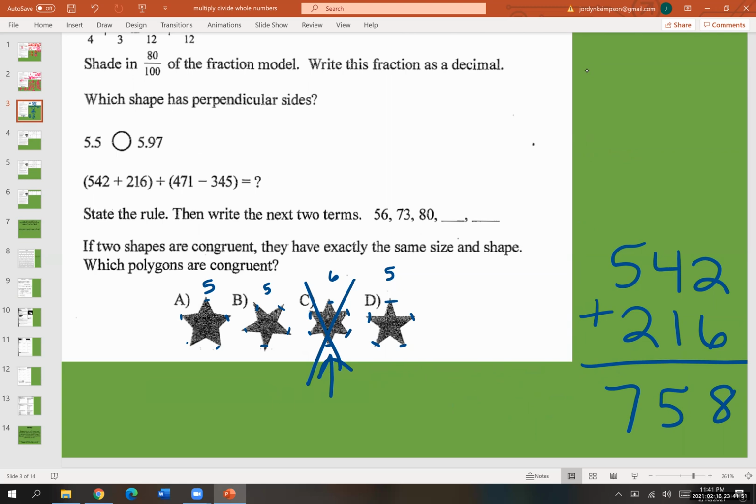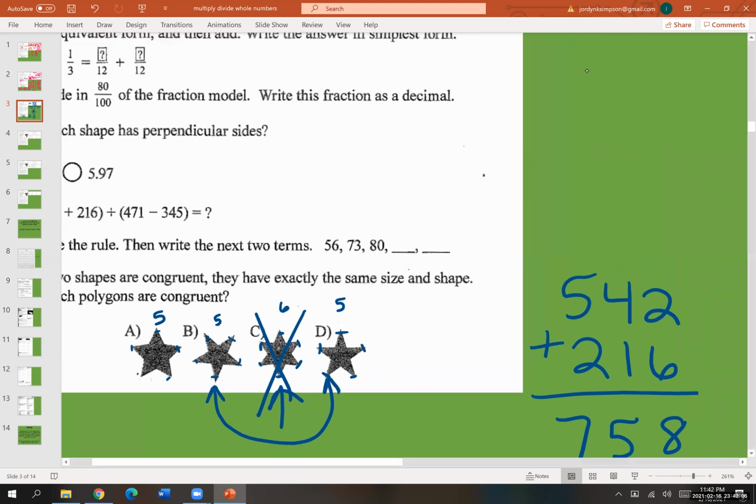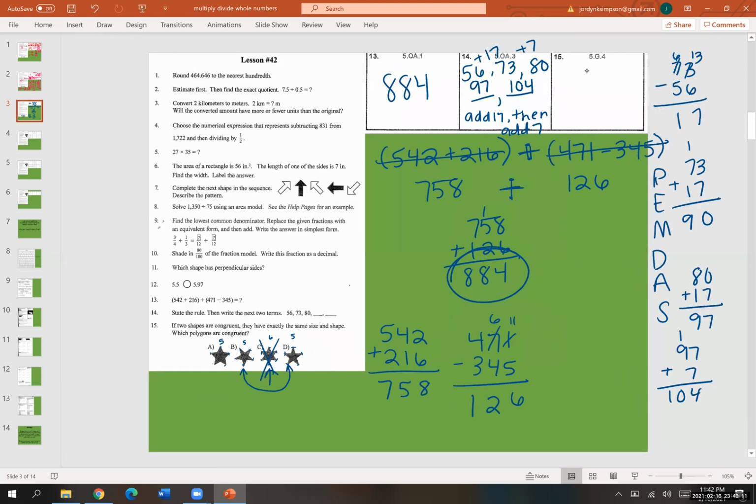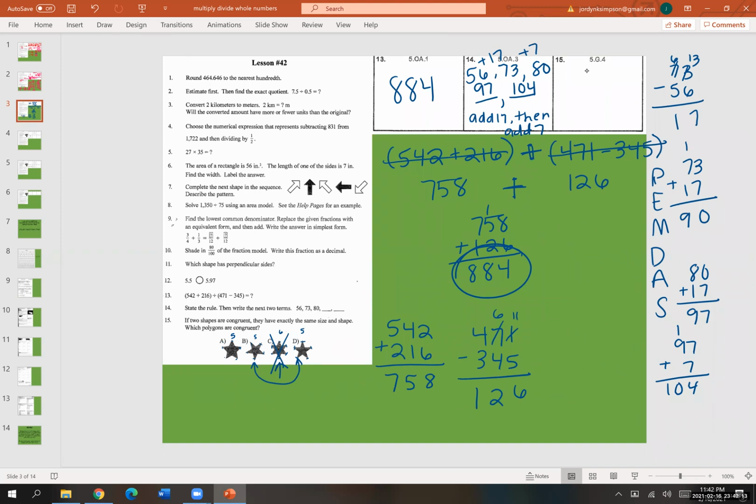All right, and then when I'm looking at A, B, and D, I notice that A is a little fatter, whereas B and D look the exact same size and shape. So I'm going to say B and D are congruent because they have the exact same size and shape. I'm having a hard time saying that. So B and D. All right, good job today.